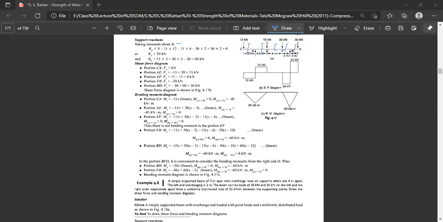So at x equal to 0, the bending moment will be equal to 0. At x equal to 3, the bending moment is equal to 45 kN·m. If we take the section between C and A, the bending moment diagram will be from 0 here and will be maximum, 45, here.